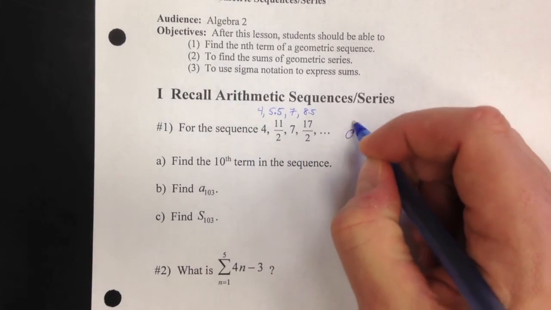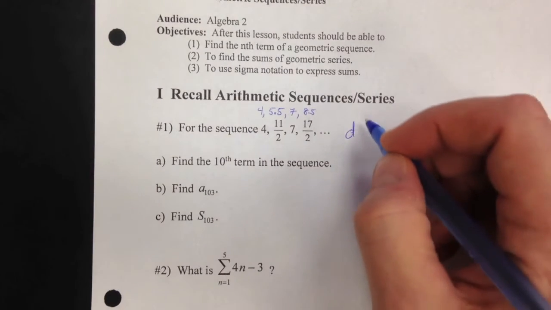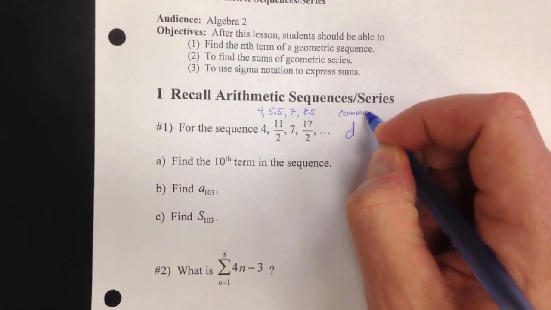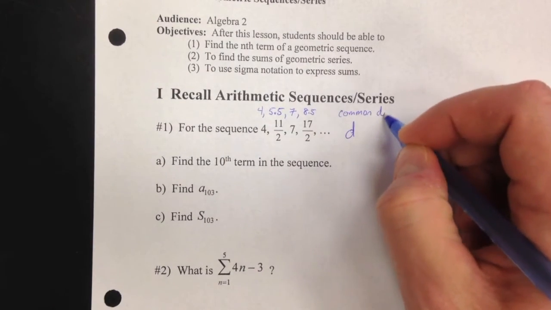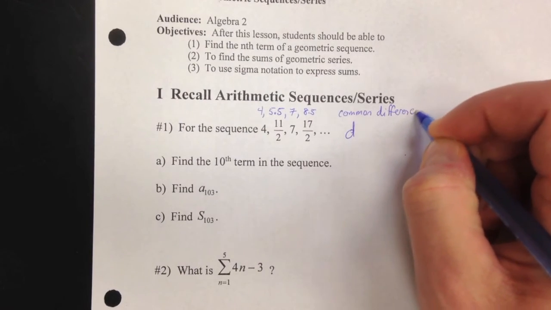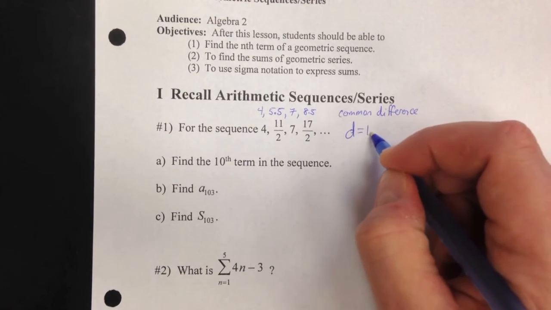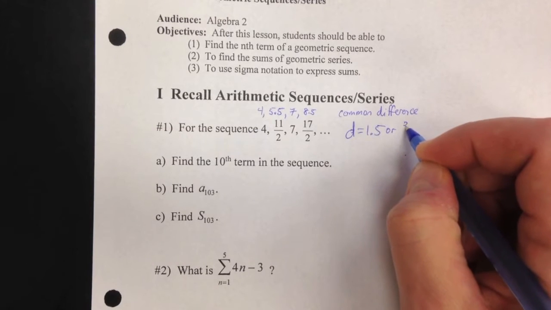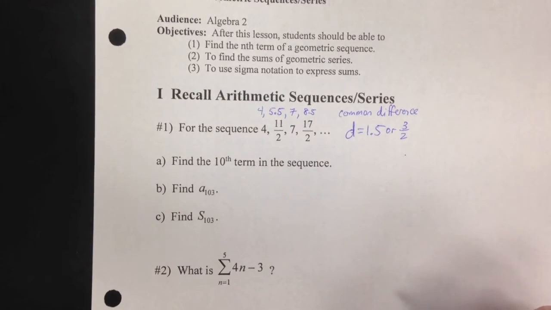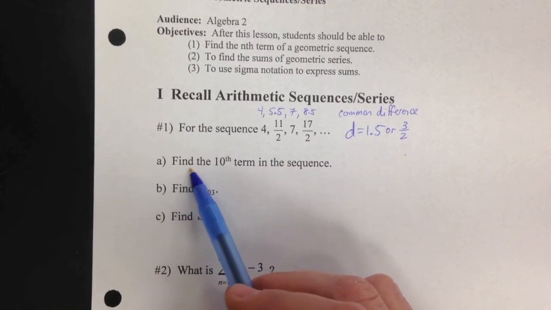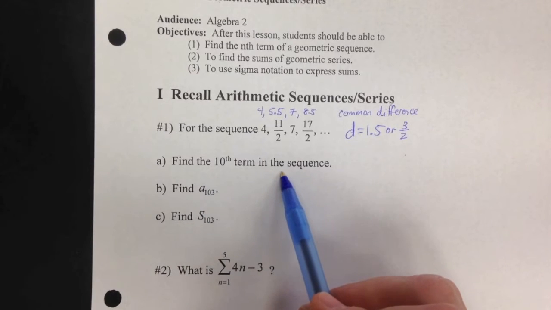So we will say that d, the common difference, is equal to 1.5 or 3 halves. It's really up to you if you want to use the fraction or the decimal. In this case, I'll actually use both. Okay, so for part A, find the 10th term in the sequence.